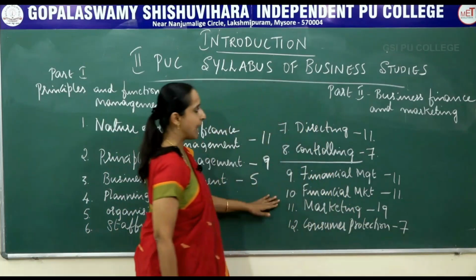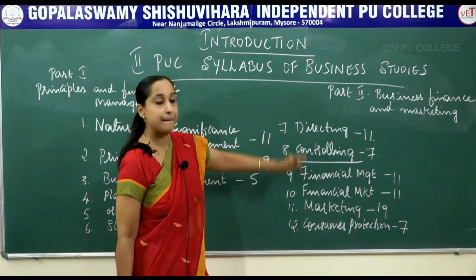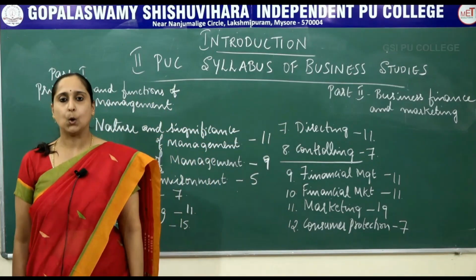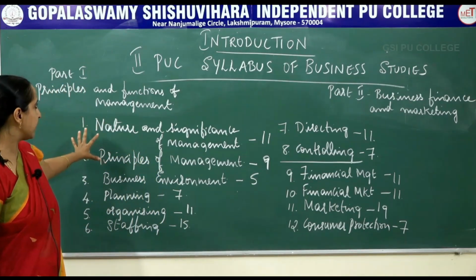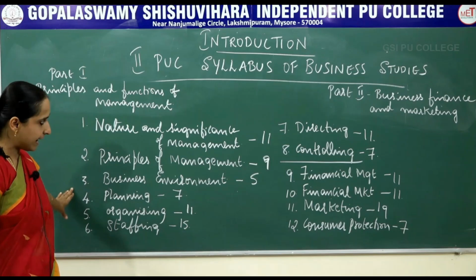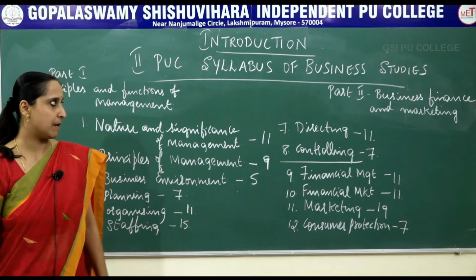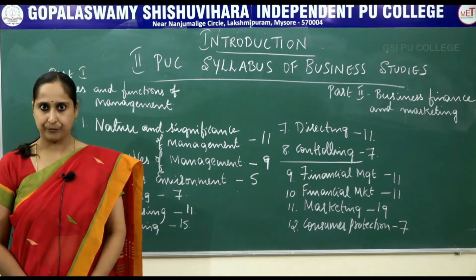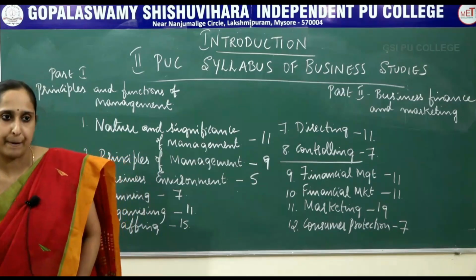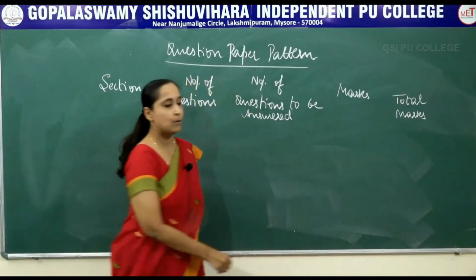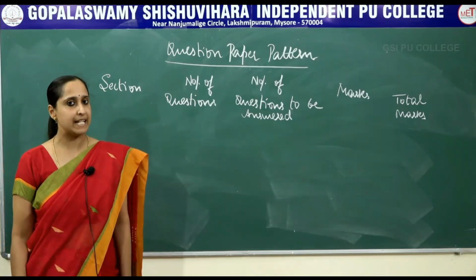So these are the 4 chapters which come under business, finance and marketing. So basically in the syllabus of business studies there are 2 parts, 8 chapters which come under part 1 and 4 chapters which come in part 2. Now let us see the question paper pattern. Now let's see the question paper pattern of second PUC business studies.